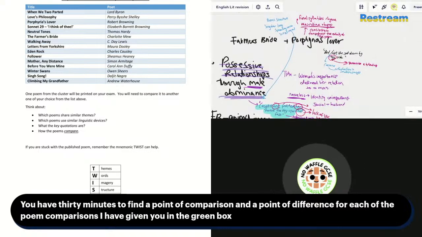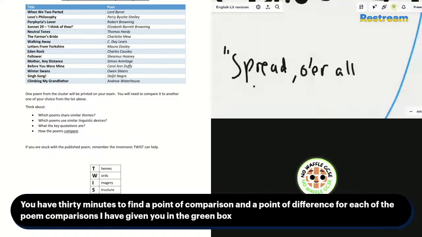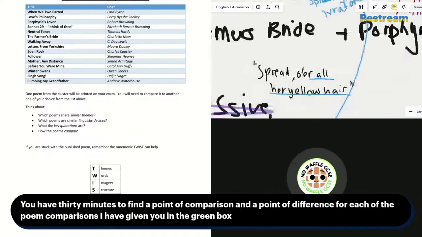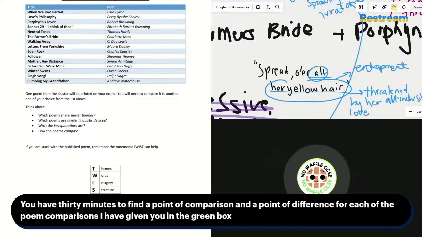Now, another quote which is important in Porphyria's Lover is when he says, "Spread over all her yellow hair." Now, this suggests how she's consumed him. This idea of all her yellow hair, this idea of entrapment, and this idea that the irrational male speaker believes he is the one who is being entrapped, when in fact it is her who's entrapped. And the idea that he views all her yellow hair as dominating him, and he is threatened by all-inclusive love. He's threatened by it, and it shows how the male dominance is actually quite weak in a way.